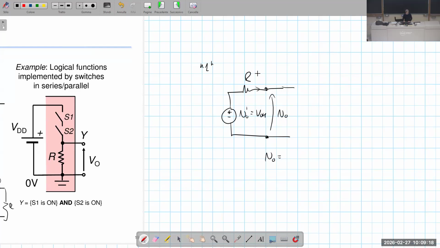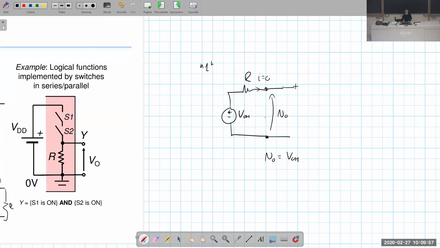We have no current flowing in the resistor, so the current in the resistor is zero, but we have this voltage. So if we apply Kirchhoff voltage law, we have that VO is VOH. This voltage source is VOH. Clear? Is that clear to everyone? And so, if there is not anything connected to the output of the gate, I have VO equal to VOH.